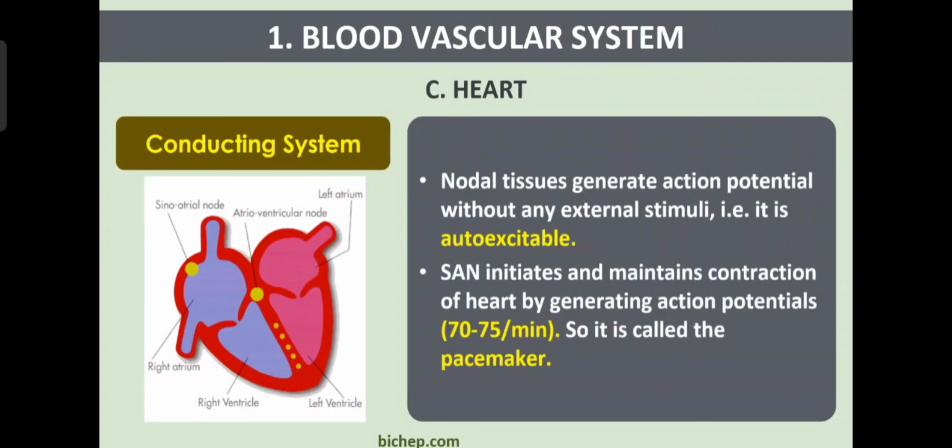If initiation is not there, then the heart will not contract. If the heart does not contract, no pumping of blood will take place, and no blood is circulated to the body parts. So the SAN is the pacemaker because it initiates and maintains the contraction of the heart by generating action potentials. How many are generated? Per minute, 70 to 75 action potentials are generated. So it is called the pacemaker. The SAN is present at the top of the auricle. This is a 1 mark question: why is the SAN referred to as the pacemaker?